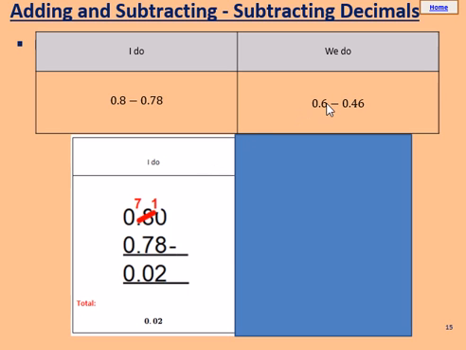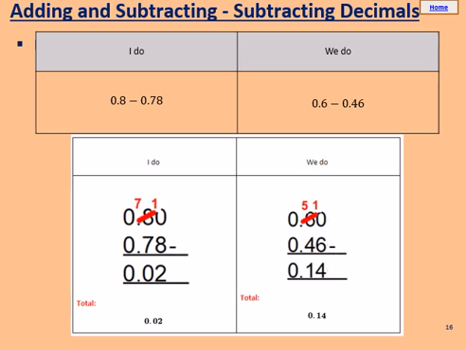Pay attention to the place value. Okay, so for the next we do, we have 0.6, take away 0.46. And again, like the first one, you might look at this and think 0.46 looks bigger, but it's not, because this 6 is in the tenths column. So this is effectively 0.60. So write it in a column, 0.60, take away 0.46.